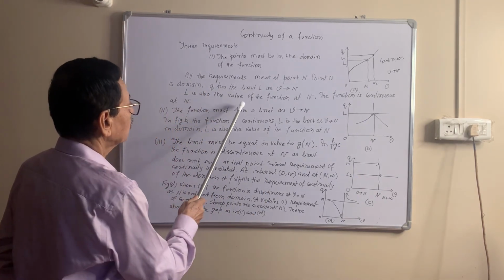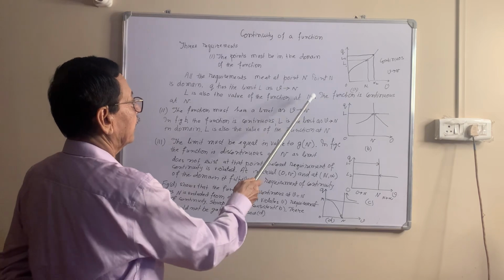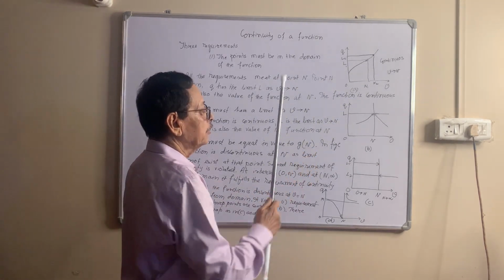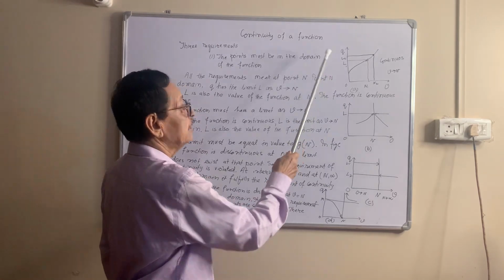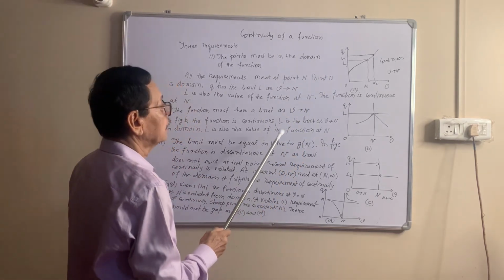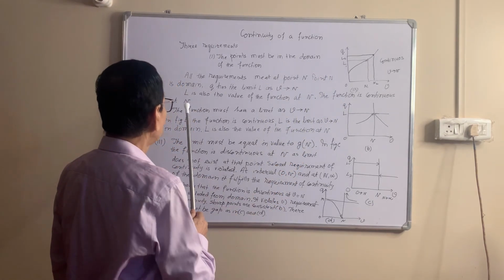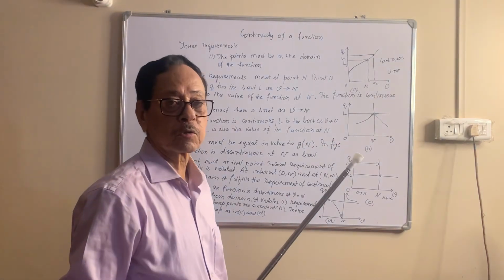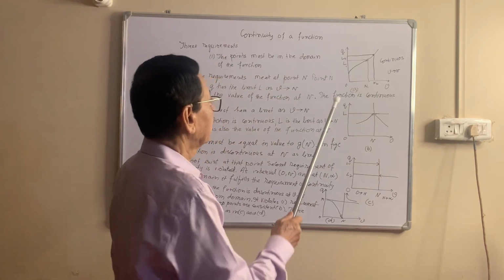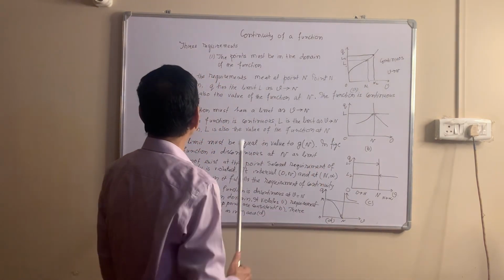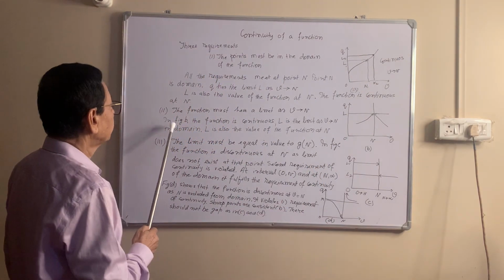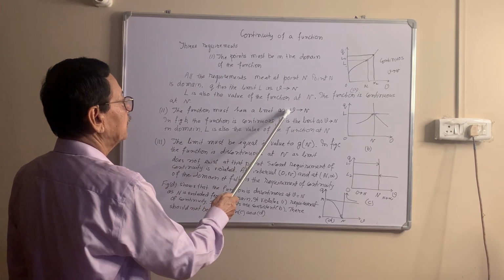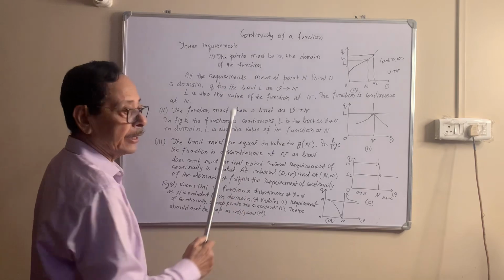Now L is also the value of the function at N. So at every level of N, L is the value of the function. As I say, it is a range value of the function. The function is continuous at N. So it is said that the function is continuous at different levels of N. Then number two, the function must have a limit as V tends to N.